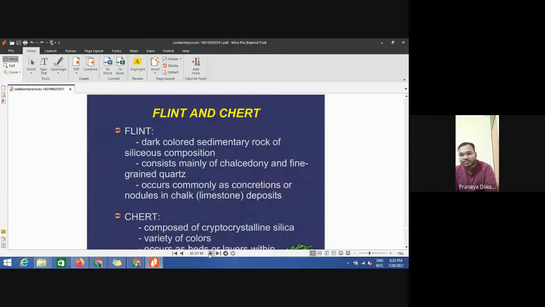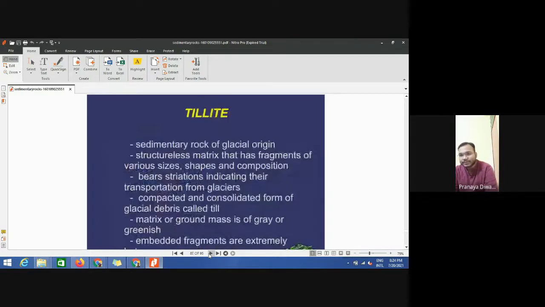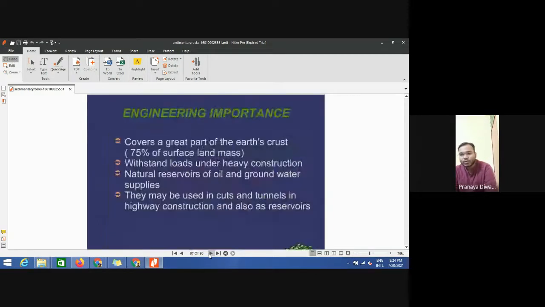Flint and chert. Dark colored sedimentary rock is flint. This is how flint and chert look. Then you have iron ore. You know what the use of iron ore is. So these are all important things.